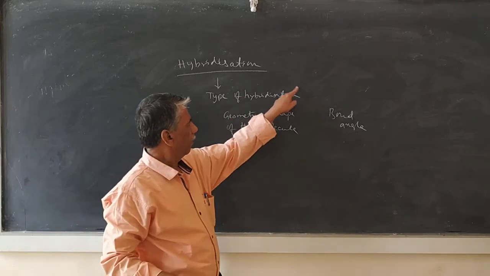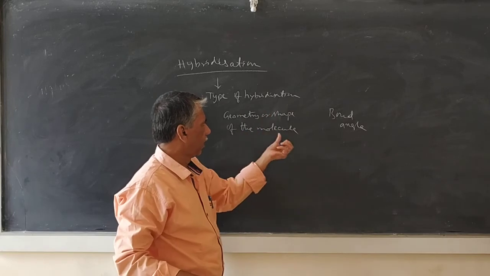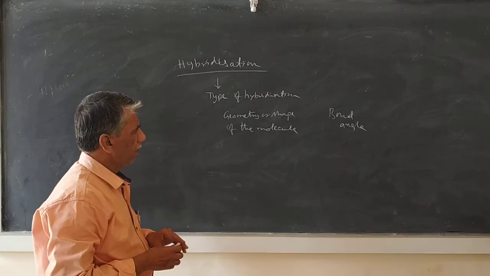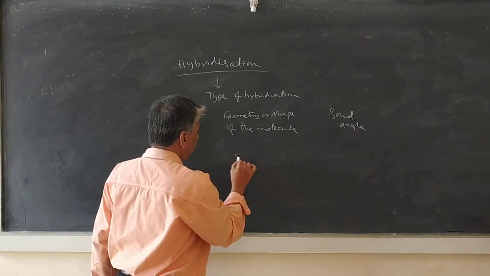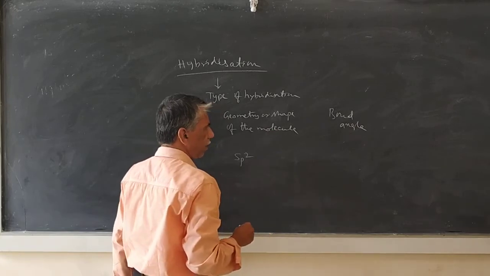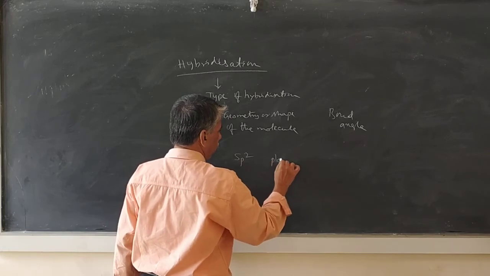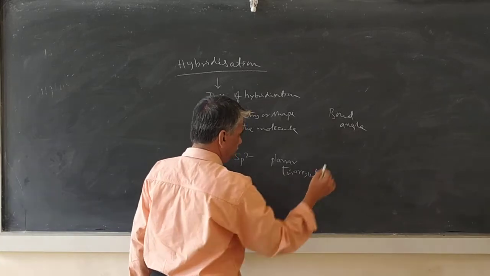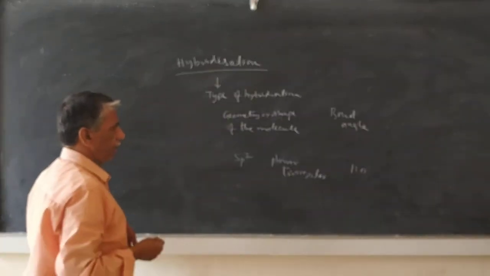If you know the type of hybridization, one will come to know what is the geometry or shape of the molecule and what will be the bond angle. This we have learned already in our previous classes. So for example, if the hybridization is sp2, then the geometry or the shape of the molecule is planar triangular, and the bond angle is 120. So this is the example.